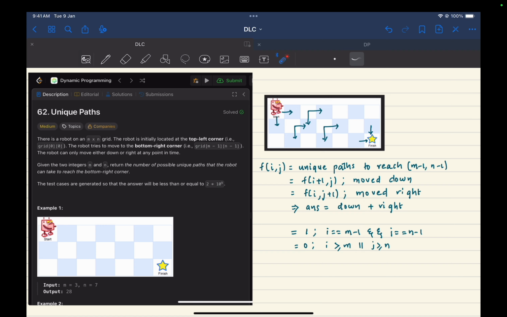By now you might have already noticed this pattern. The answer which is coming from the down and the answer which is coming from the right, we will be summing it up. So this is the recurrence relation.